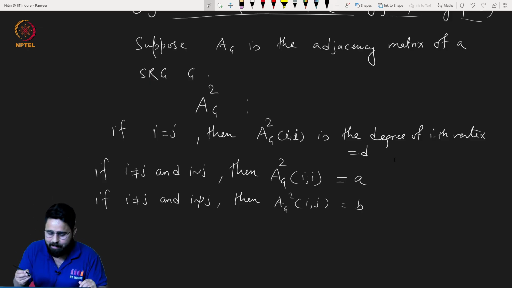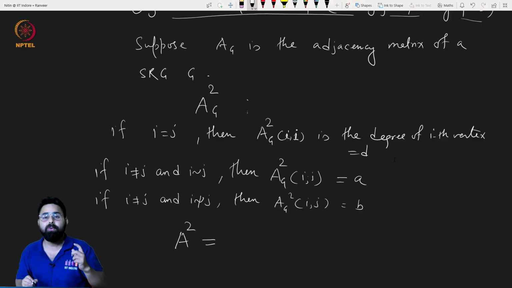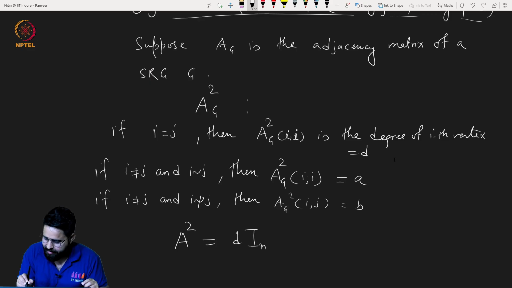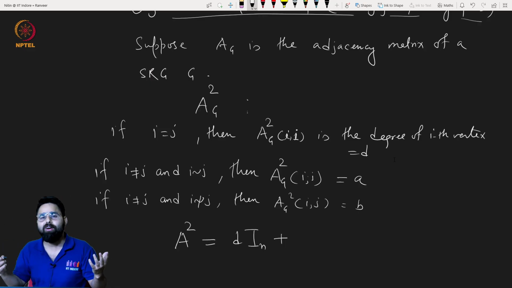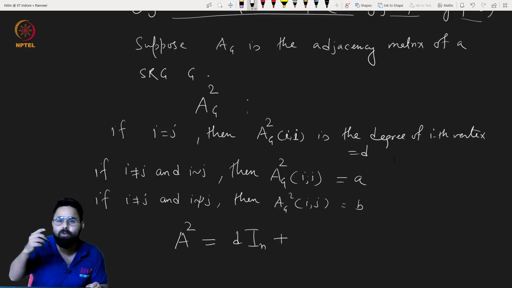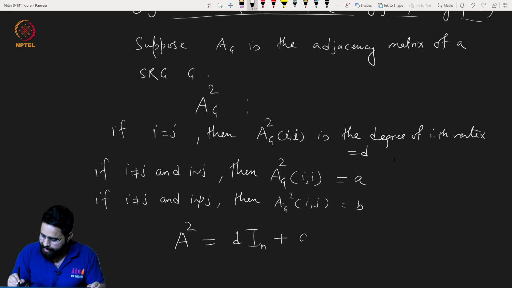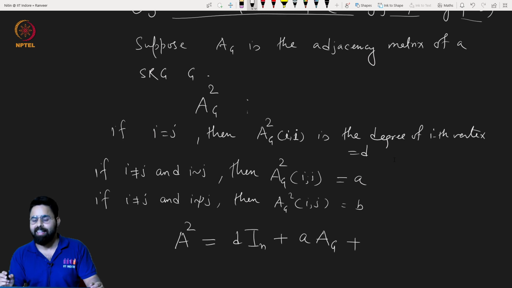It's now very simple. A square, equal to, on the diagonal there will be d, right? So I can write d times the identity matrix, suppose there are n vertices, plus the off diagonal entries when i is not equal to j but they have an edge between them. Those entries will be equal to a, so this is a times A of G. Then the last term is when they do not have an edge. In that case it will be b, right?